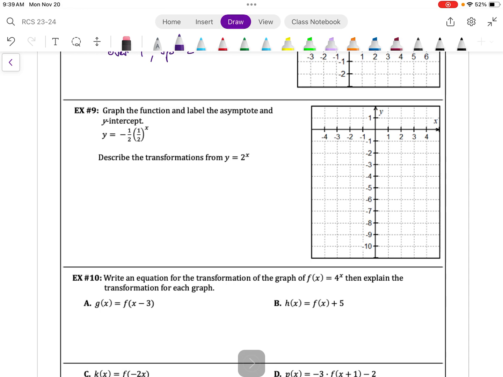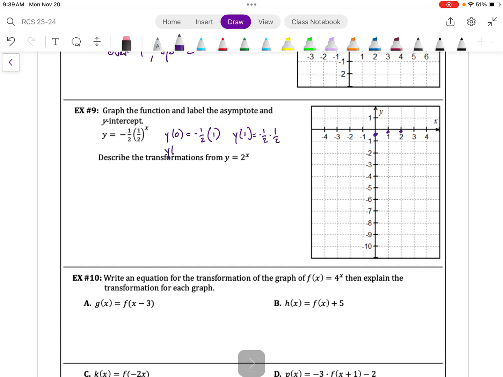Let's do 0 first. So if I did y of 0, I'd get -1/2 times 1. So I'm going to be at -1/2. And then if I did y of 1 would be -1/2 times 1/2. That's -1/4. And it's going to keep shrinking that way.